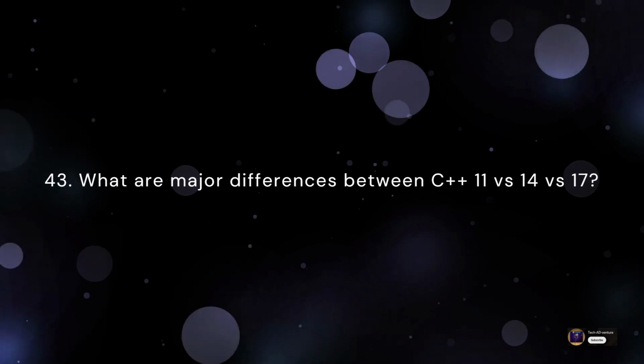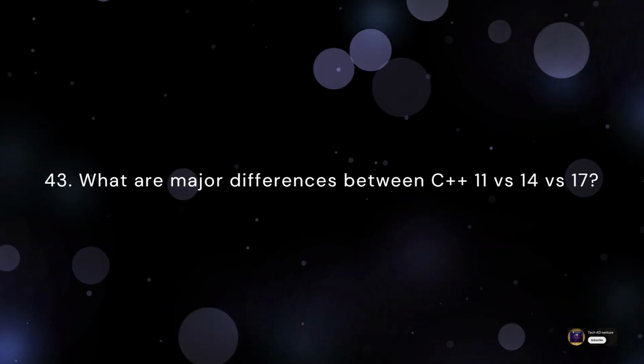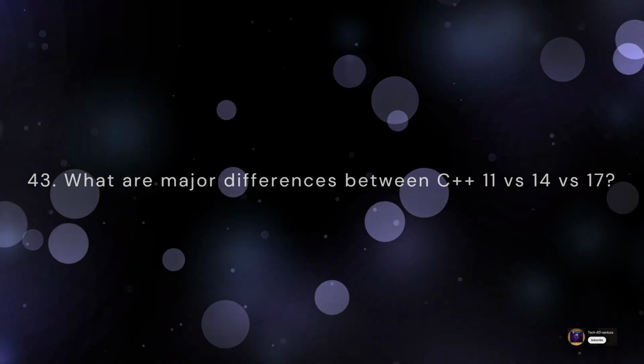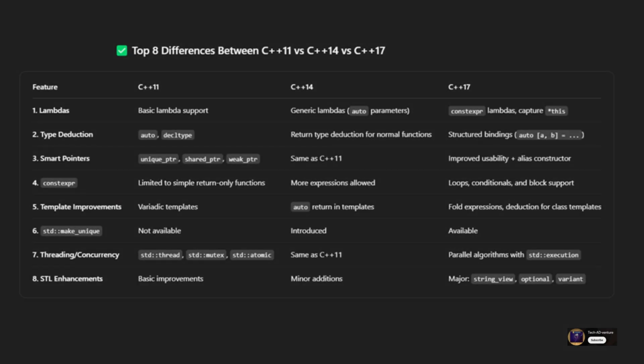43. What are the major differences between C++11 versus 14 versus 17? The evolution of C++ from C++11 to 14 and 17 brought several enhancements and new features. Here's a summary of the major differences.